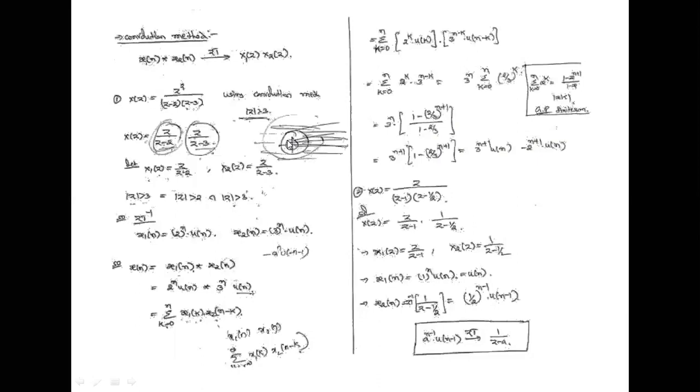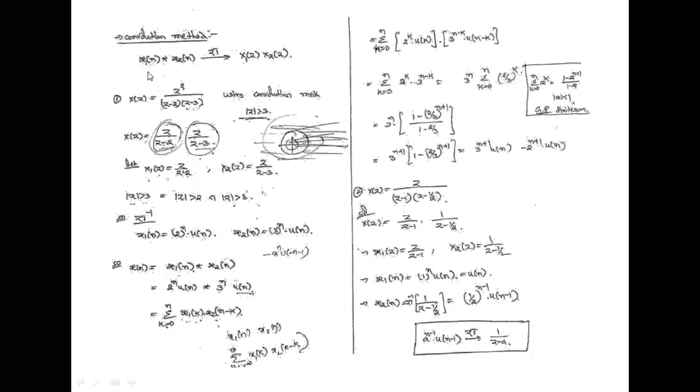Convolution method. This is the last method in the inverse transformation. First one is the power series method. Second one is the partial fraction method. And third one is the residue method. And the fourth and last method is the convolution method.